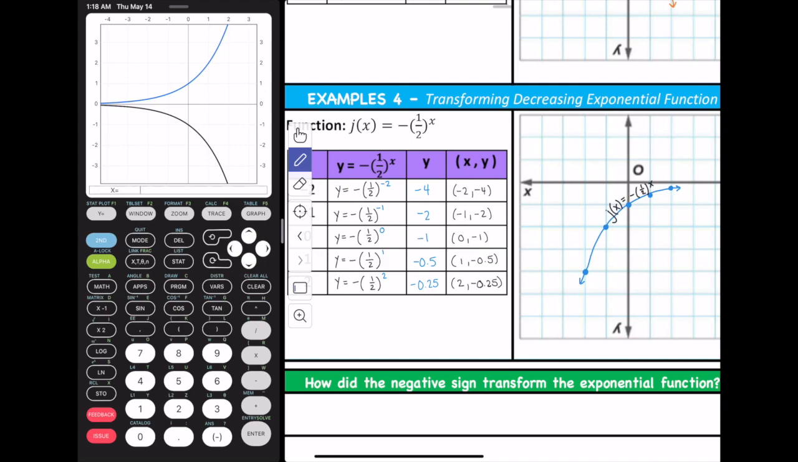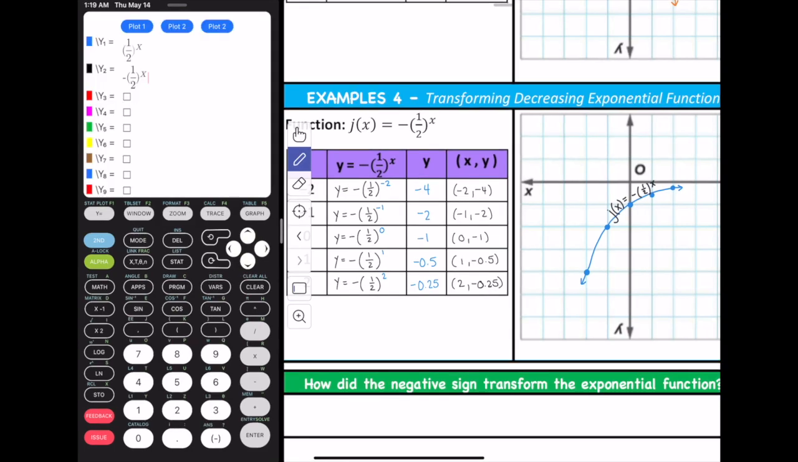So if we look at these, example 3 is just a reflection of example 1 over the x-axis. These literally look like mirror images of each other if we were to fold them in half at the x-axis. But is that the same thing that's going to happen if we look at example 2 compared to example 4? Just like I did with example 1 and example 3, I just plugged in example 2 and example 4. Example 2, which was 1/2 to the x power, is going to plot in blue, and example 4, which was negative 1/2 to the x power, is going to plot in black.